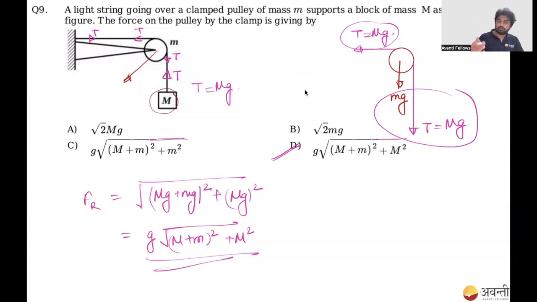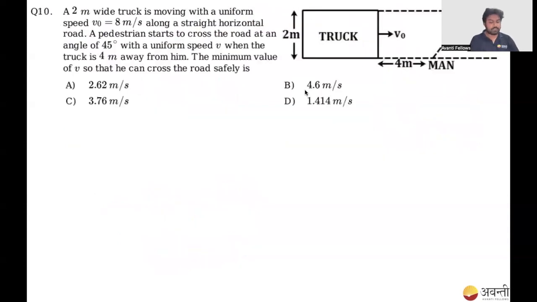So let's move to our next question. Please read the question, it is a good question. Those who have done it, very good, those who have not, you can try it now. You can pause the video, read the question and try it. I'll give some 1 minute.